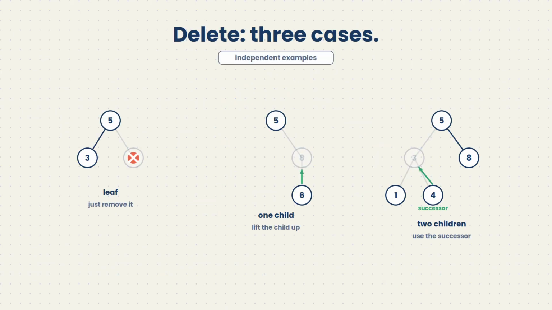Deleting is the trickiest, with three cases, and here are three separate examples so they don't get tangled. If the node is a leaf, just remove it. If it has a single child, lift that child up into its place. The hard case is two children. You can't just rip it out, so you find its in-order successor, the smallest value in its right subtree. Copy that value up into the node, then delete the successor, which always has at most one child. The order stays intact and the tree keeps working.